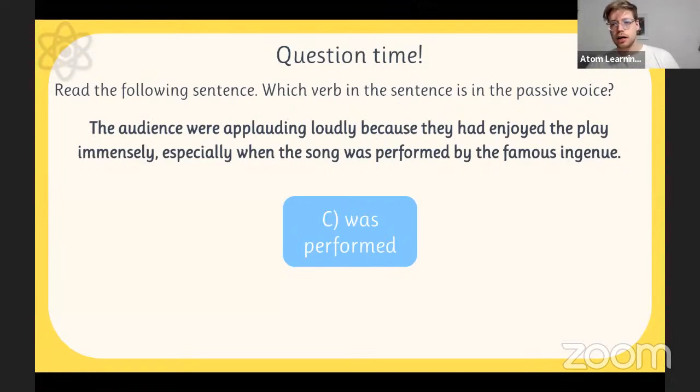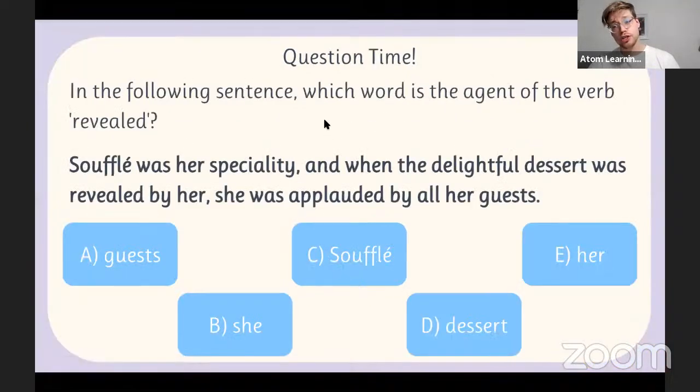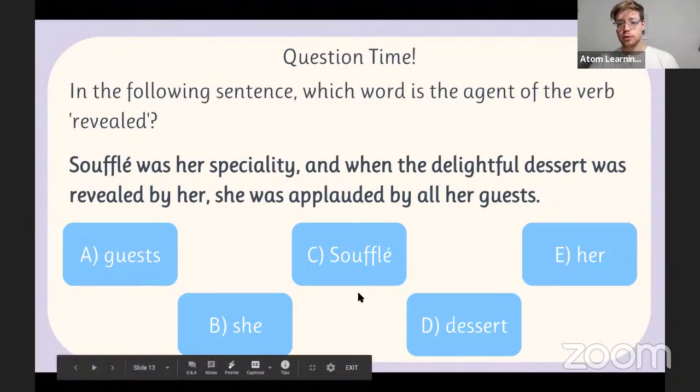Bit of a weird term, but ingenue, I think it must be French, sounds French. Anyway, good job on those that detected the active voice. I think we're doing so well. I think it's time for another question. Also, sorry, I think I was meant to be annotating the last question. Apologies if I paused my screen share.